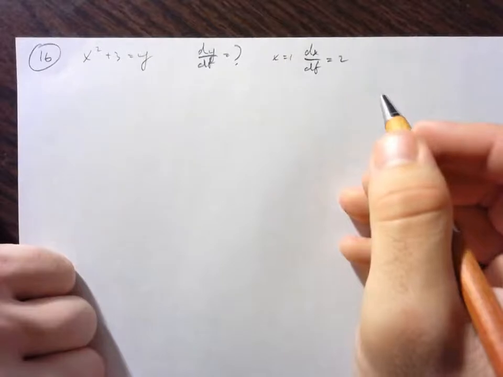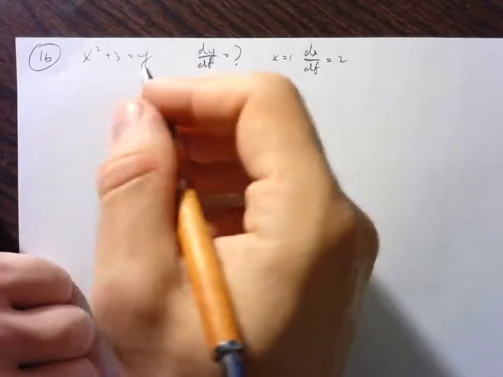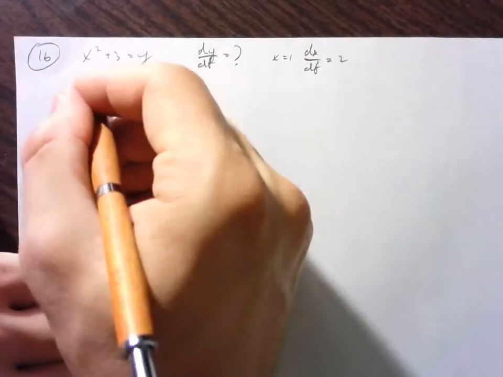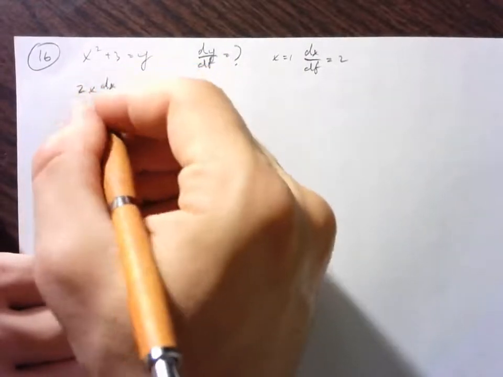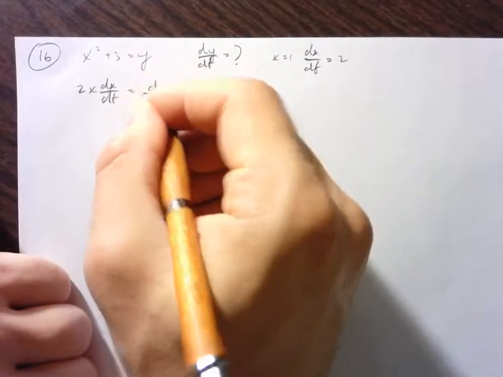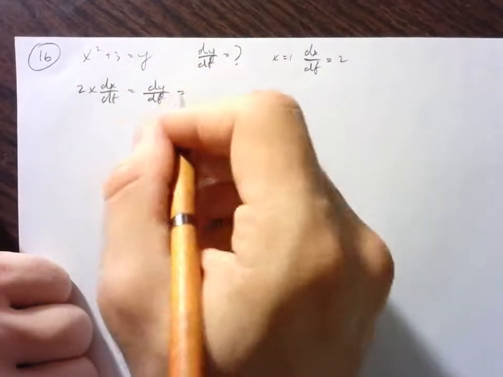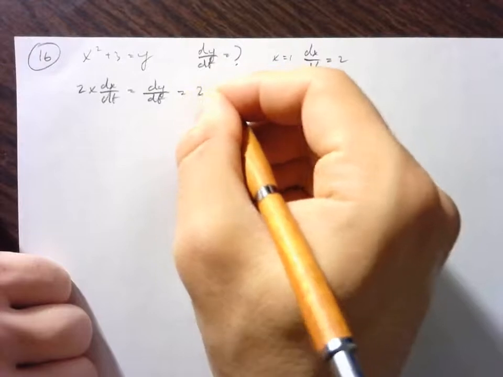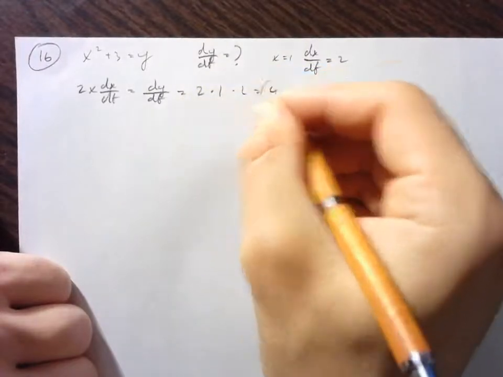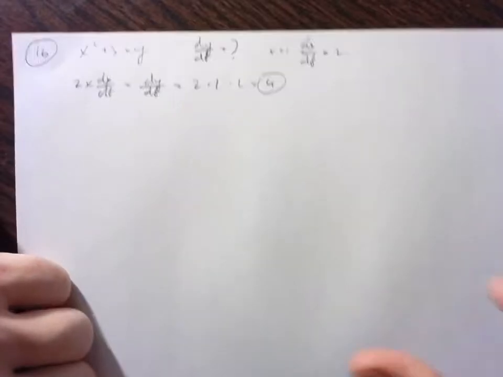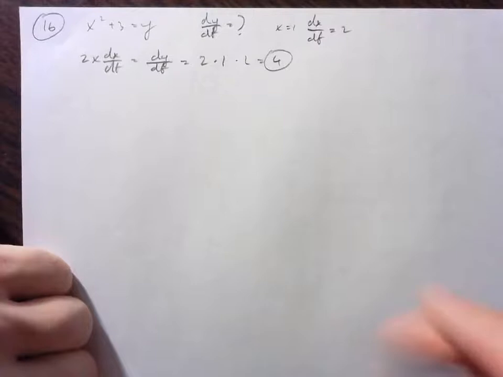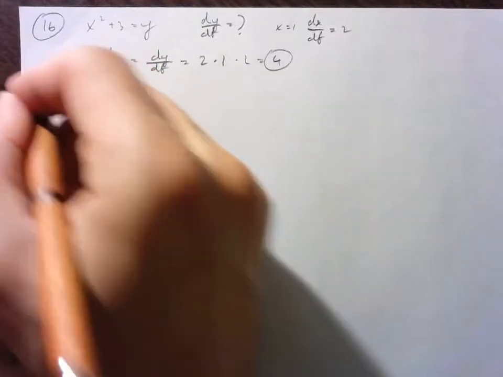So the way I'm going to do it is, of course, I'm going to take the derivative of this equation with respect to time. So I get 2x dx/dt equals dy/dt. So that means dy/dt is equal to 2 times x was 1 times dx/dt is 2, so it's just 4, and that's it. So this is a very straightforward problem, nothing too complicated. Let's take a look at 17.